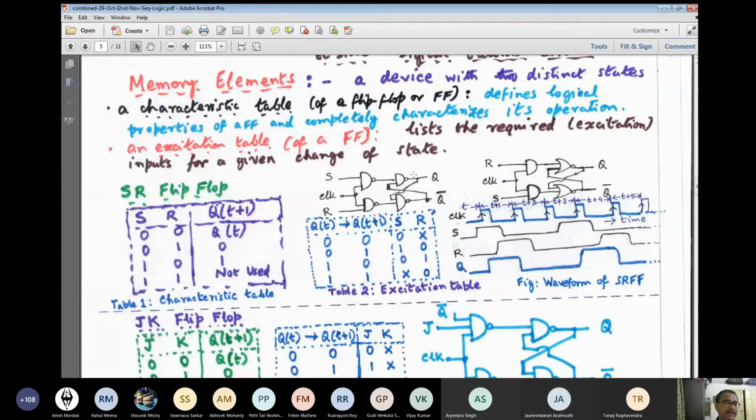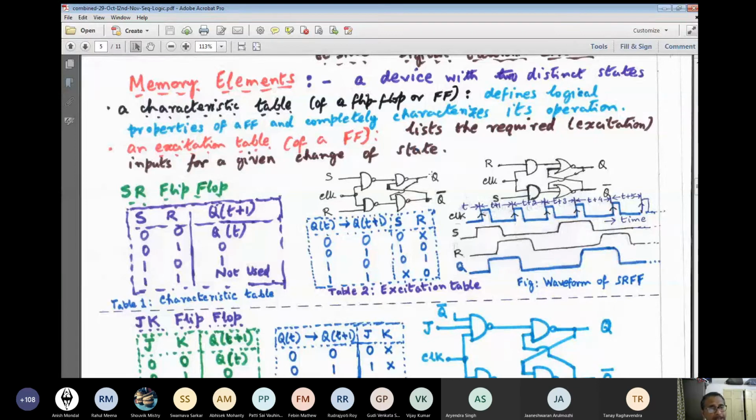Clear? On the other hand, suppose the bottom one is faster than this, then what will happen? A 1 will appear here, 1 will appear here, so this will become 0, and with 0 appearing via the feedback, it will cause Q to go to 1. Then I cannot predict whether after S and R come back to 0, Q will come to rest in logic 0 or logic 1. So a certain indeterminacy comes about.